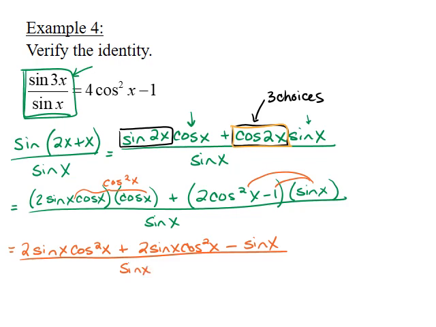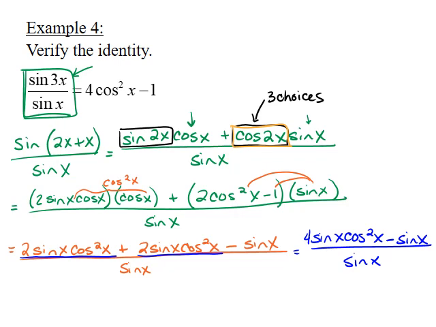Okay, here I have some like terms. This and this are like terms. So I can combine those. And when I do, I get 4 sine of x cosine squared of x minus sine of x all over sine of x. Now look ahead at what we're trying to get to.